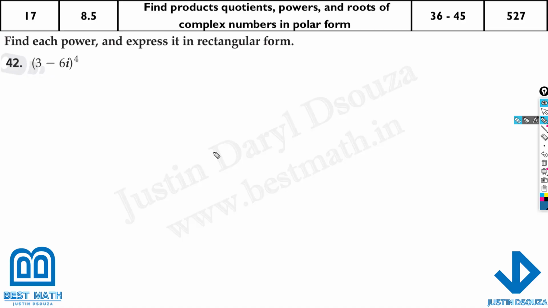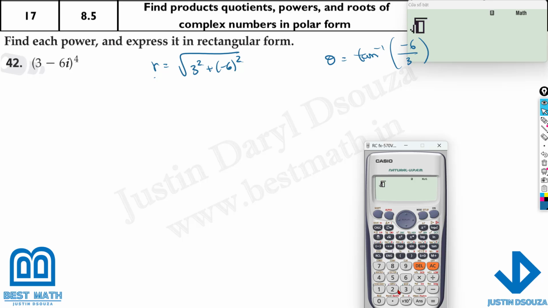What about this problem? I'm sure by now you are well and thoroughly familiar with all these problems. r equals square root of 3 square plus minus 6 the whole square. Theta equals tan inverse of b by a, that is minus 6 by 3. Here a is positive, so there's no plus pi. The answer is 3 root 5. Just write it over here, 3 square root 5. That's it for r.